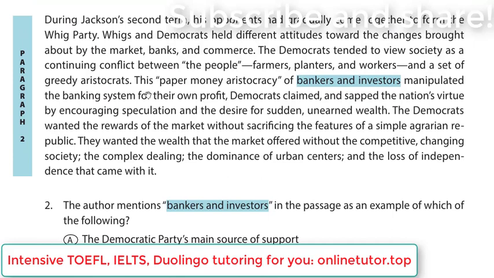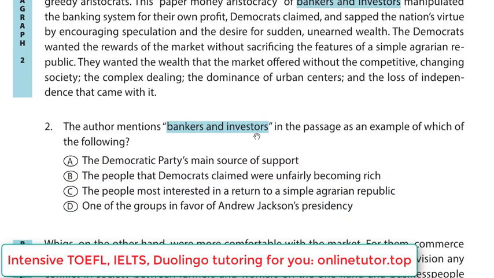Bankers and investors. "This paper money aristocracy of bankers and investors manipulated the banking system for their own profit, Democrats claimed, and sapped the virtue," and so on. So you feel that the context is negative here, yeah? So Democrats hated bankers and investors. Okay, let's read. Here it's not according to Democrats. This is what the author mentions. Be careful about it.